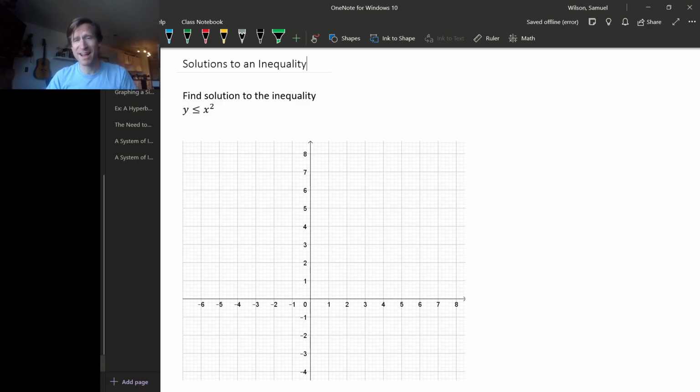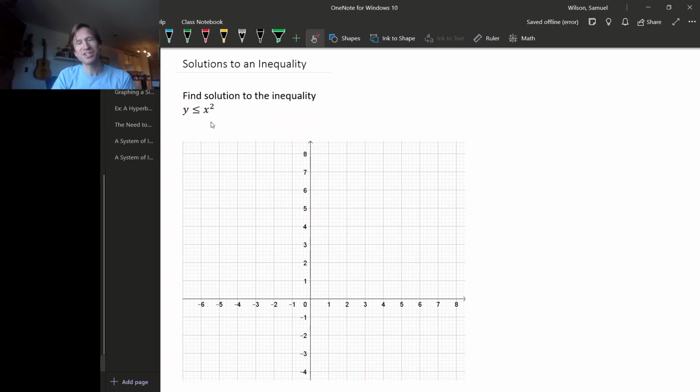We've been looking a lot at equations, so let's think about inequalities. Inequalities are sort of the other kind of relationship that variables might have. So what do solutions for inequalities look like? In general, there will be lots and lots of solutions to an inequality.